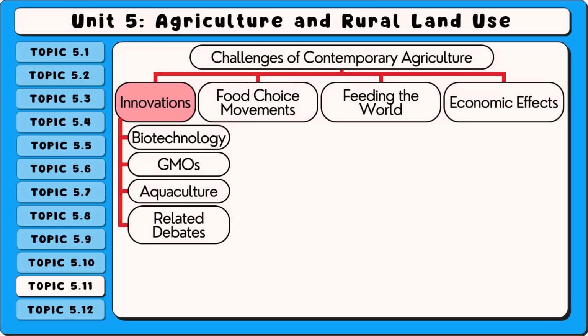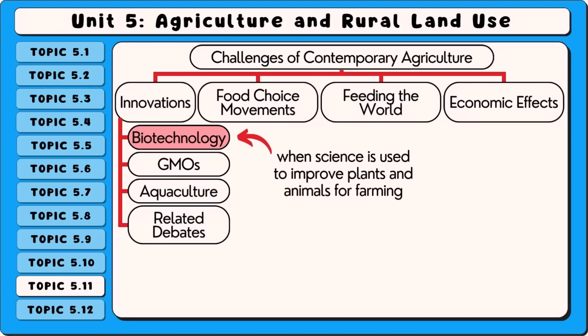Let's start with agricultural innovations and their impacts. We'll begin by looking at 3 major innovations: biotechnology, genetically modified organisms, and aquaculture. Then we'll talk about 4 major debates connected to these innovations. First is biotechnology. Biotechnology is when science is used to improve plants and animals for farming.